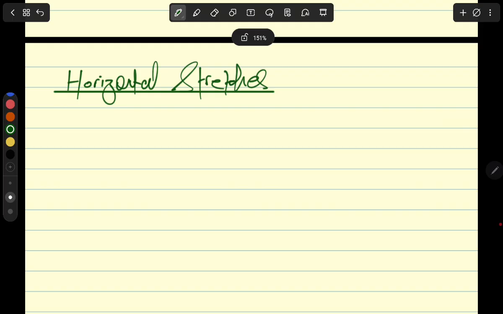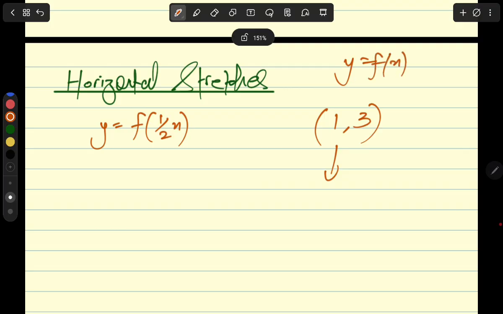Now in horizontal stretches, let's say you're given y equals f of half x. Now what is happening here? X values double. Now if you had (1, 3) in the original function y equals f(x), when the input was 1, the output produced was 3. Now in order to get the same output, you have to take twice the input. So you have to put x equal to 2 here, so when I put x equal to 2, 2 multiplied by half is going to give me an input of 1, and then it's going to produce an output of 3, right?